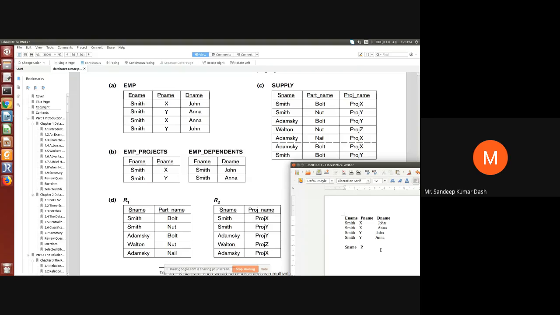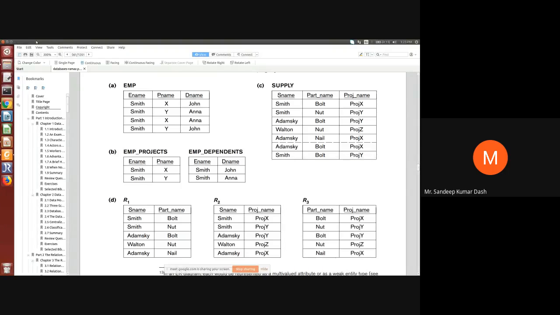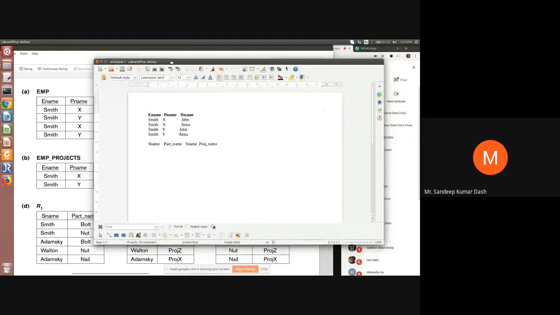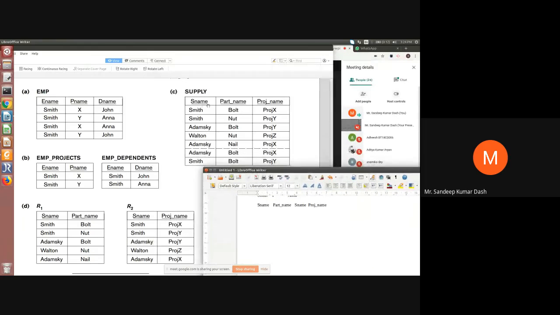S name, you getting what I am trying to say? Any doubt what I am trying to say? I am trying to convey here that there was this table supply which I divided into two different tables, R1 and R2. Okay, S name, part name in one, S name, project name in another one. So this is the resultant table where the data will be filled like this.